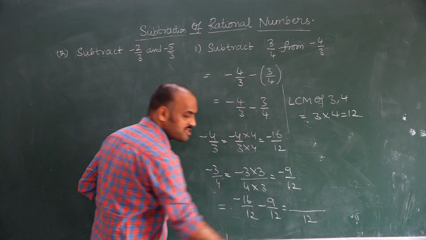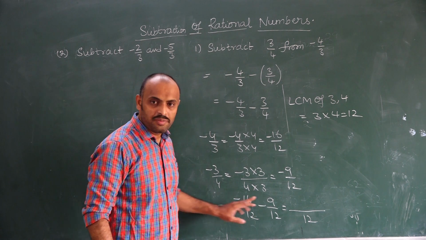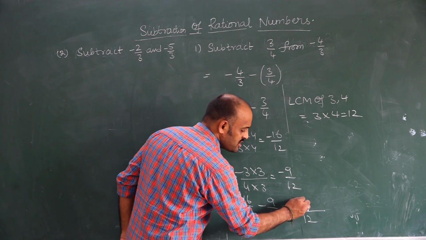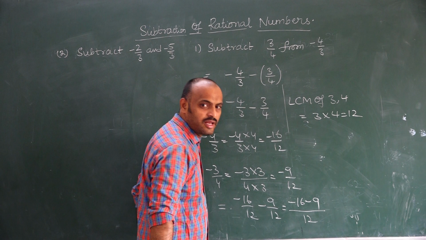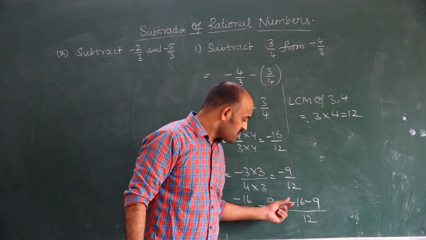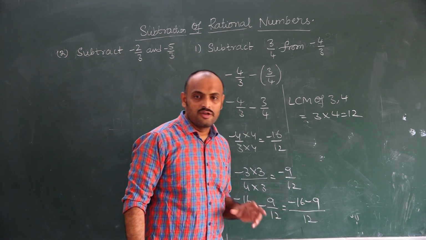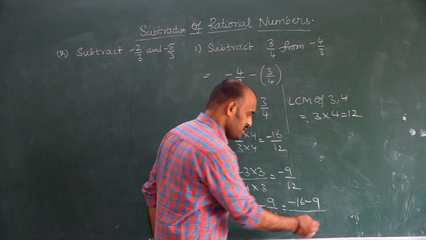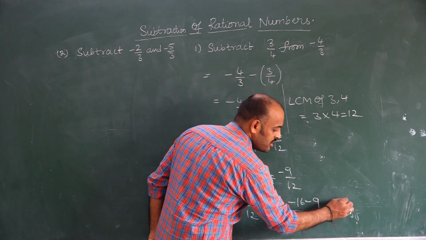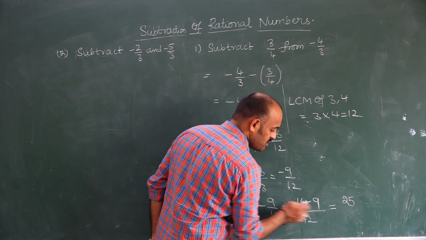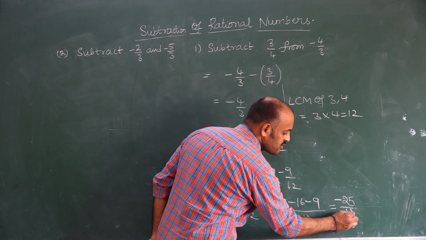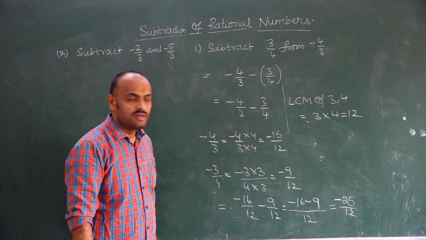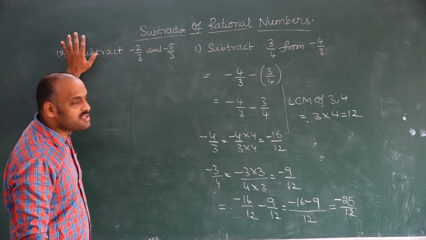As the denominators are same, we can add or subtract the numerators. Minus 16, minus 9. See the sign, minus, minus. When the numbers are having same sign, they will be added. 16 plus 9, 25. With the same sign, minus 25 by 12. Okay, next. See one more question.